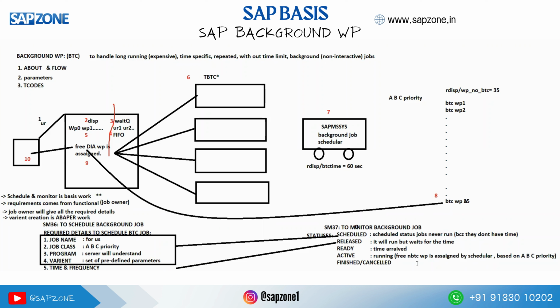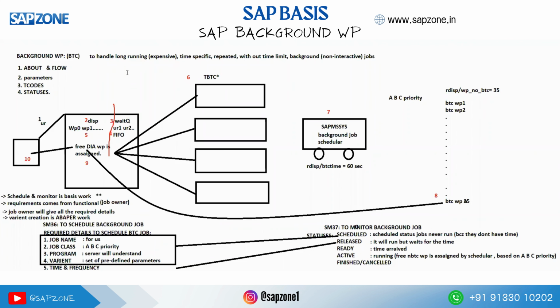So like this, these statuses we will check in the SM37 transaction. By taking all these details, we will schedule the jobs in the SM36 transaction. 36 and 37. The last one is statuses, very important.